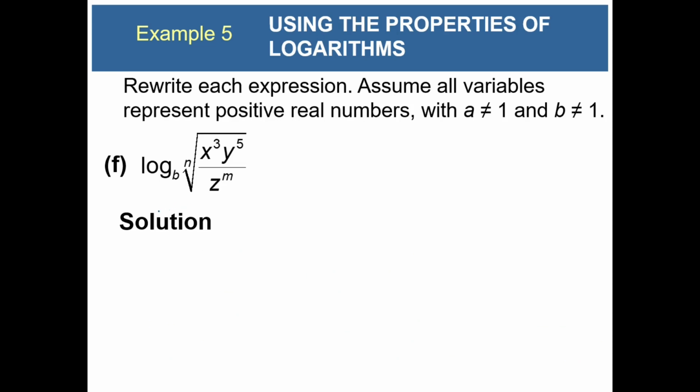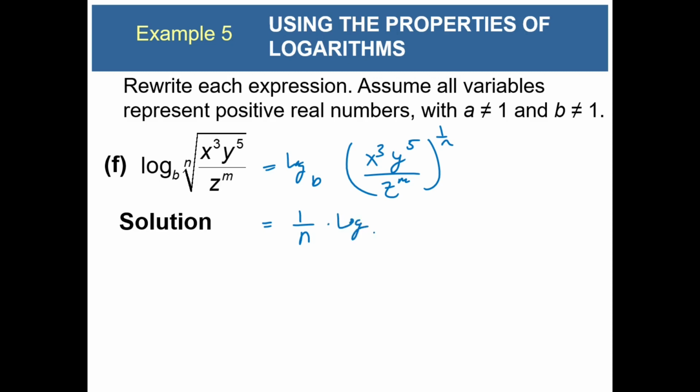Part F, let's rewrite log base b of the nth root of x cubed y to the 5th over z to the m. So let's rewrite it as a rational exponent first. We have this is equivalent to log base b of x cubed y to the fifth over z to the m, raised to the 1 over n. So I could use the power rule first. This becomes 1 over n times log base b of x cubed y to the fifth over z to the m power.